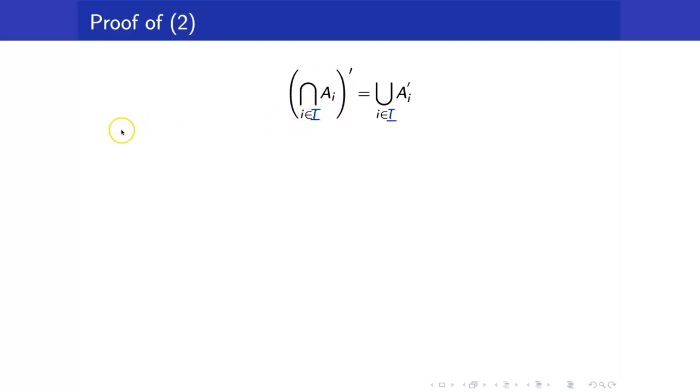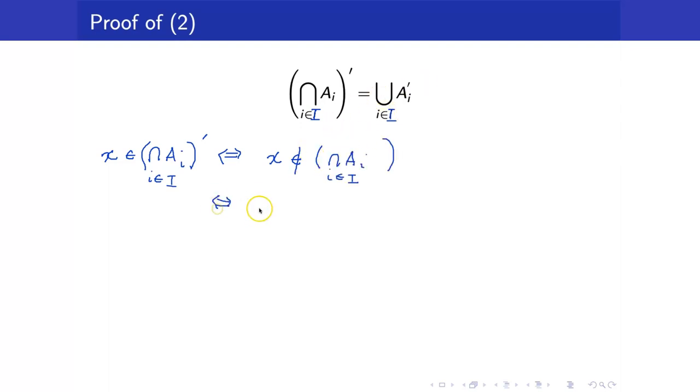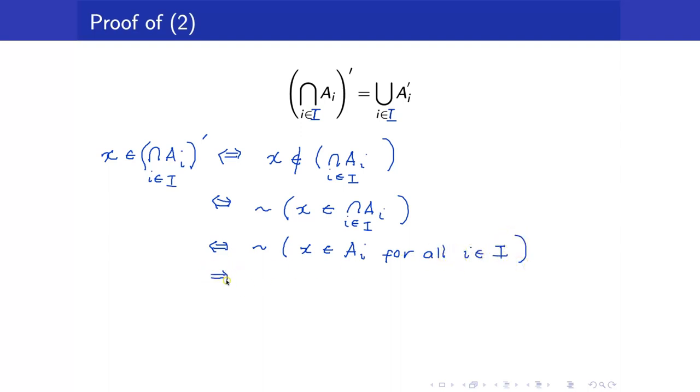So first, I will start with X being an element of this one. Intersection of A sub I, I an element of the index set, and then complement. This means that X is not an element of the intersection. This statement is the negation of X being an element of the intersection. What does it mean for X to be in the intersection? It means that X is an element of A sub I for all I in I. However, we have a negation here. So how do we negate this statement?